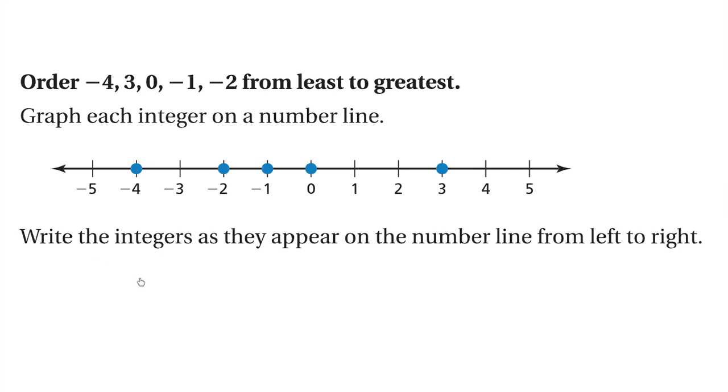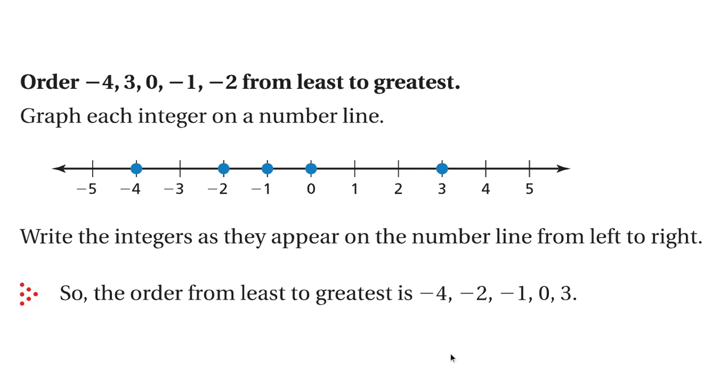Okay, and then to order them from least to greatest, you just write them as they appear on the number line from left to right. So the smallest number in that list was negative 4, then negative 2, then negative 1, 0, and then positive 3. Now, some of you guys, this is going to click right away, and you're going to maybe even be bored with it. But sometimes people don't so easily just start thinking about negative numbers right off the bat.